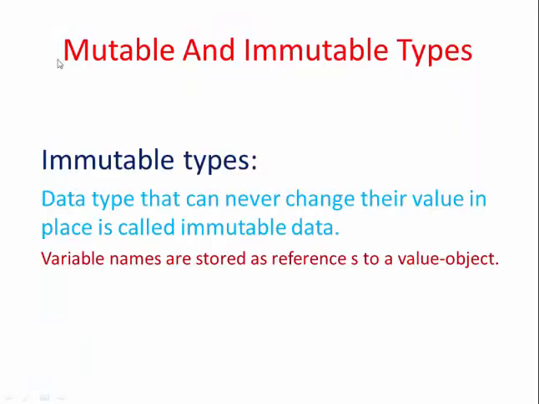Now we will learn about mutable and immutable data types. So first is the immutable data. Data that can never change their value in place is called immutable data. Means the value that is stored in one memory location cannot be changed. The variable names are stored as references to the value object. We will just see here with the example.